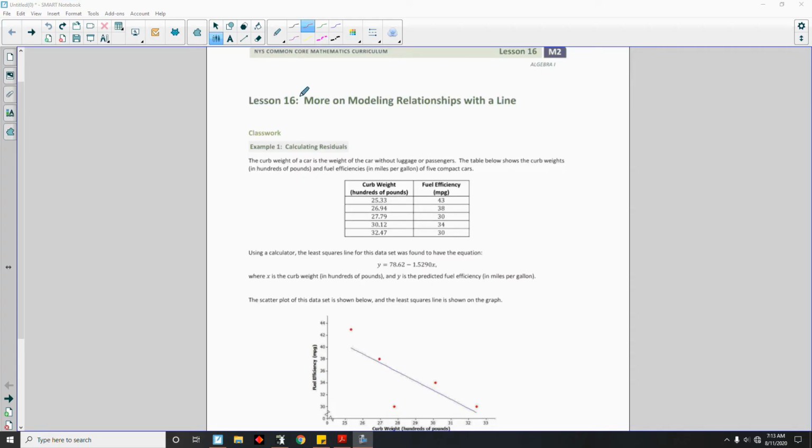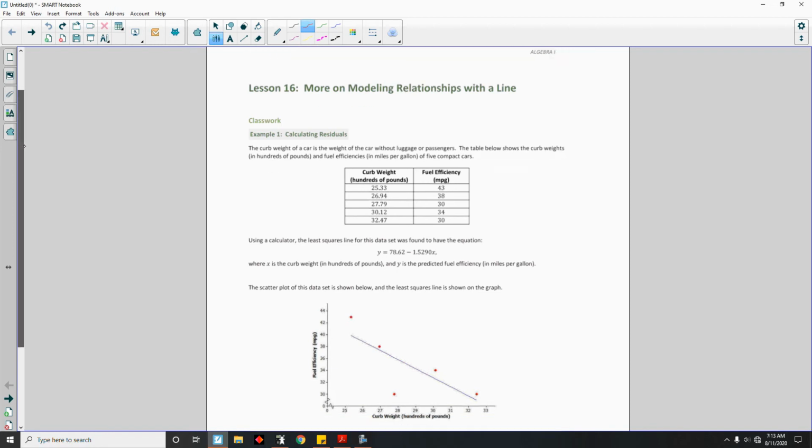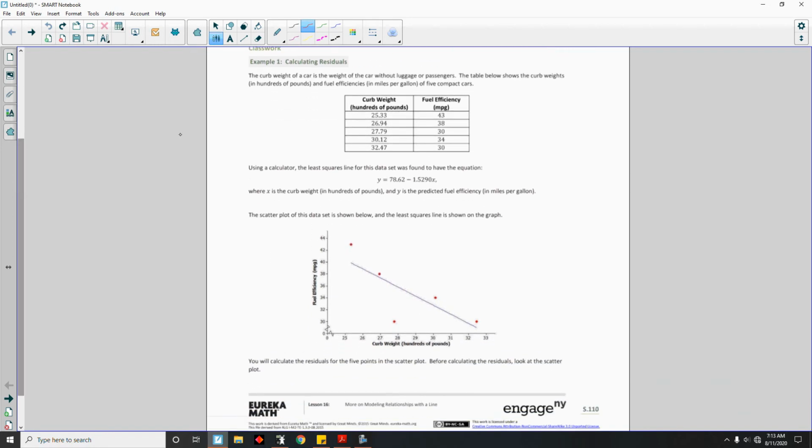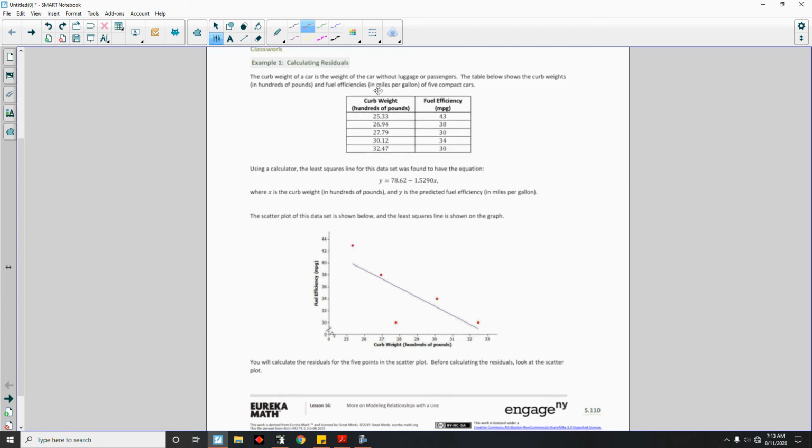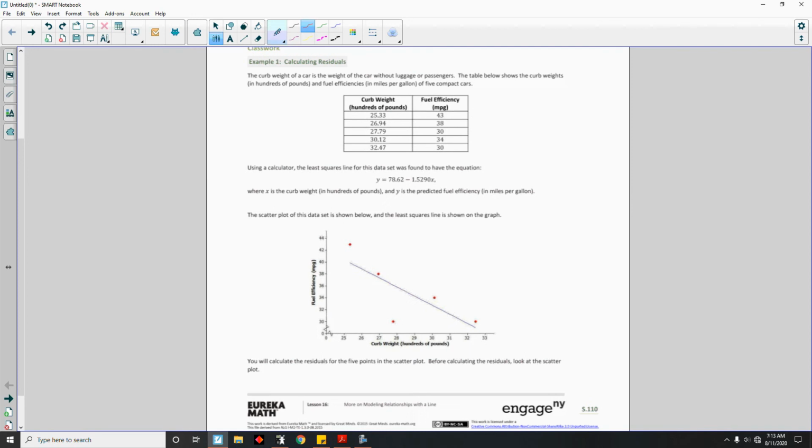Welcome to Lesson 16, more on modeling relationships with a line. So example 1 is calculating residuals. The curb weight of a car is the weight of the car without luggage or passengers. The table below shows the curb weights in hundreds of pounds and fuel efficiencies in miles per gallon of 5 compact cars. And here they are. So these would be our x's. And these would be our y's.